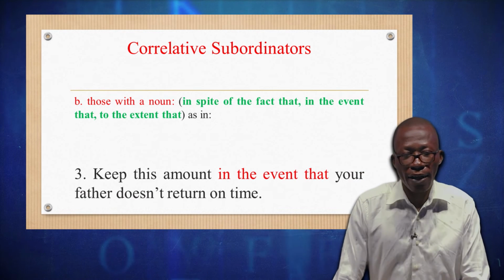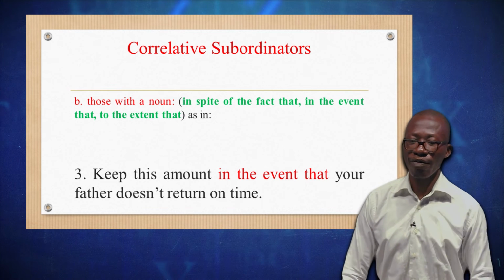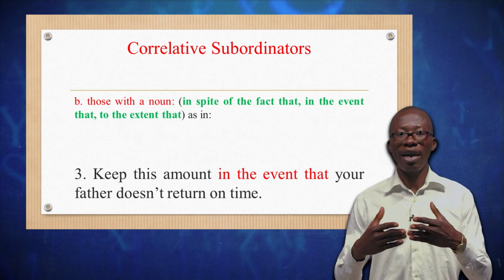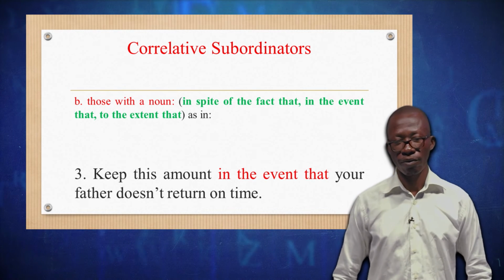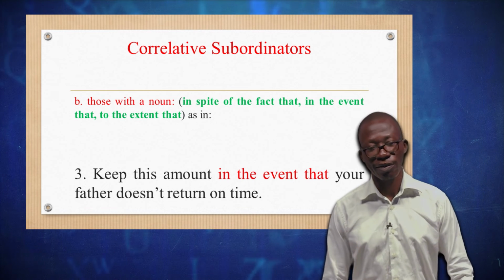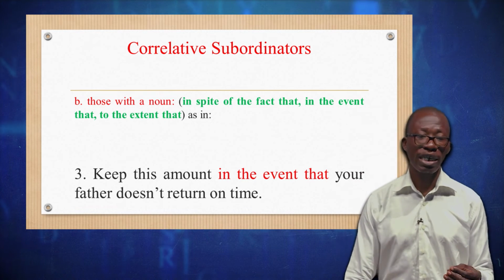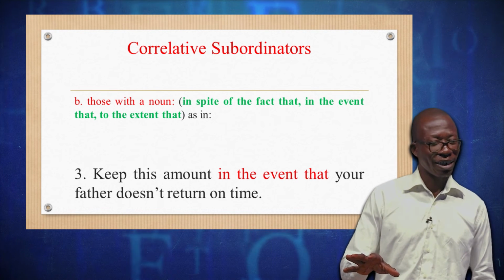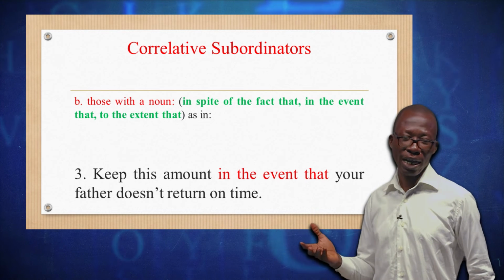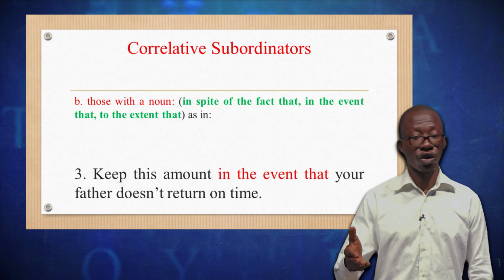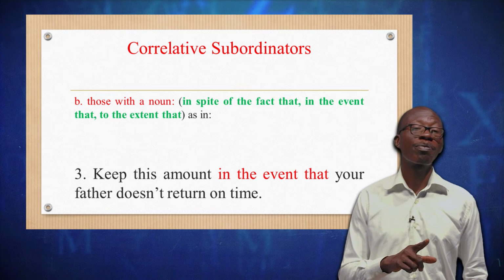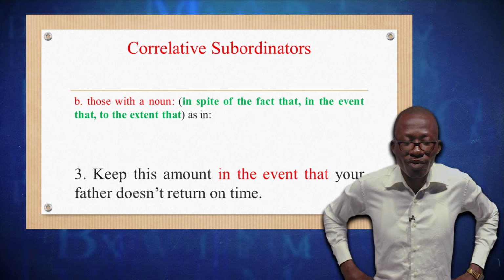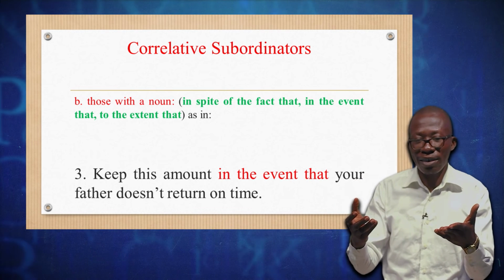Then in sentence 3, we have, keep this amount in the event that your father doesn't return on time. So here is a condition. A correlative subordinator expressing some kind of condition. So the money is there. In a case of a situation where your father doesn't return on time to support you, you use the money. But if your father returns on time, of course, you aren't expected to use the money. So keep this amount in the event that your father doesn't return on time.